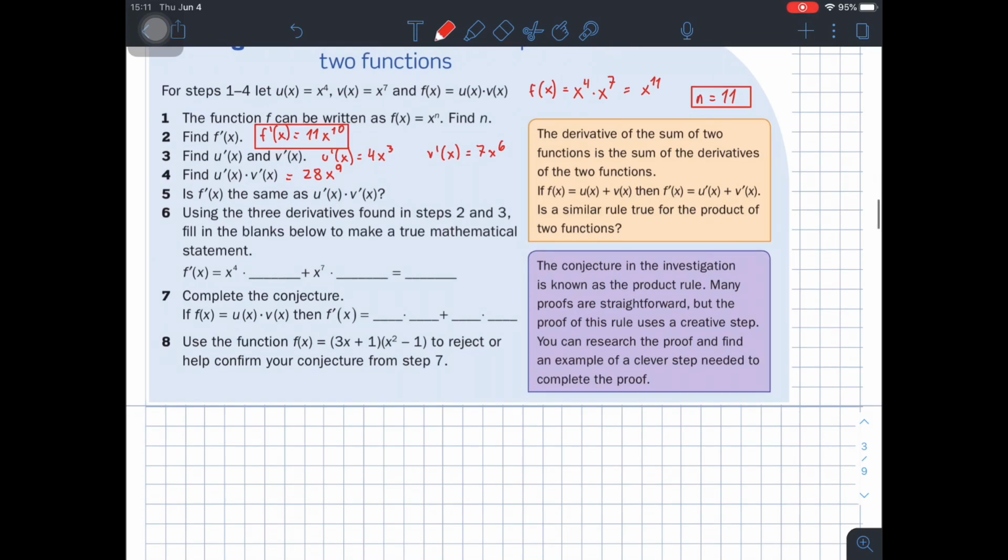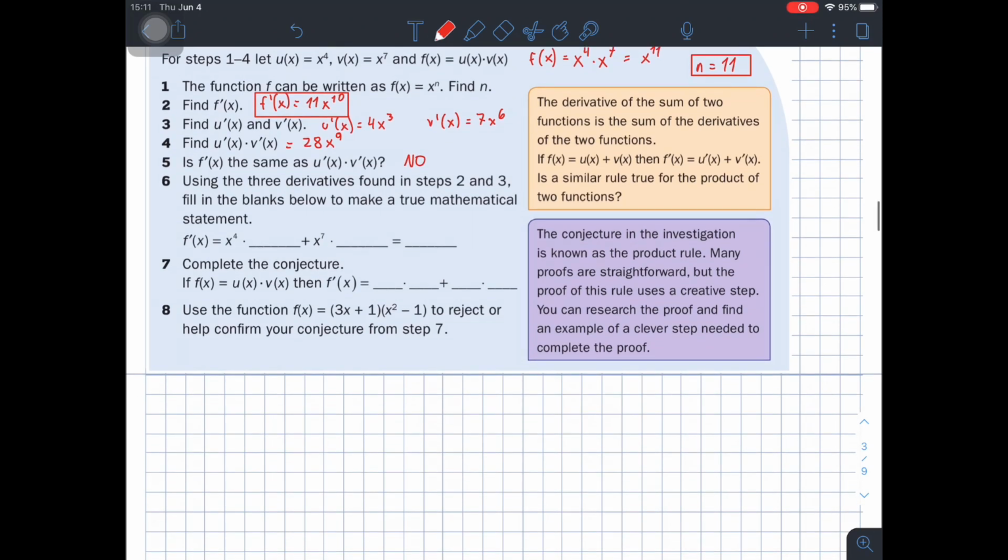Then it says, is f prime of x the same as u prime of x times v prime of x? So if we compare f prime of x, which we found in step number 2, to this one, which we found in step number 4, you'll see that they are different. Why are they different if f(x) was the product of u times v? No, they're not the same. So we're going to see why later on.